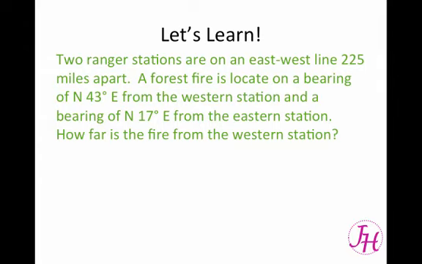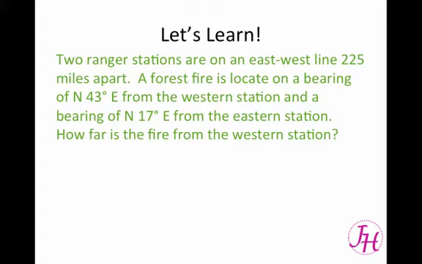Two ranger stations are on an east-west line 225 miles apart. A forest fire is located on a bearing of north 43 degrees east from the western station and a bearing of north 17 degrees east from the eastern station. How far is the fire from the western station?